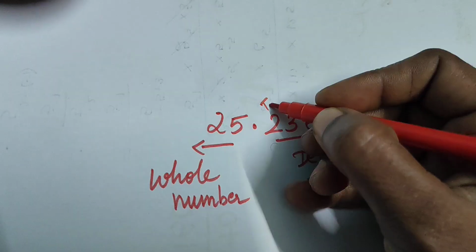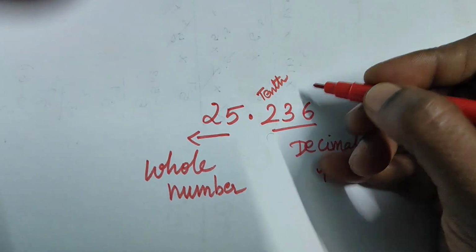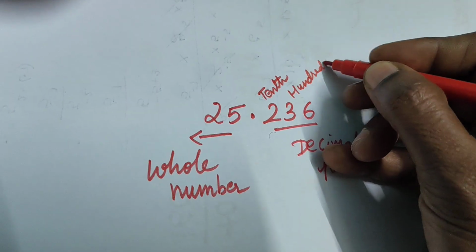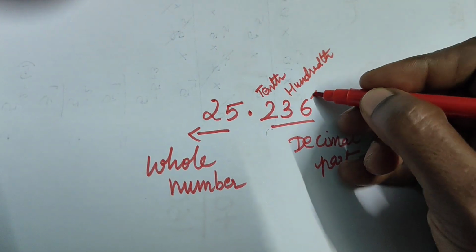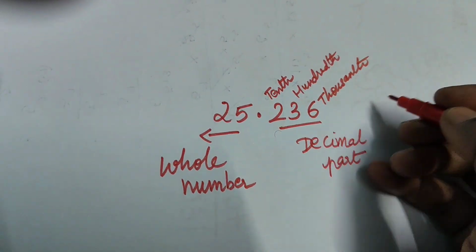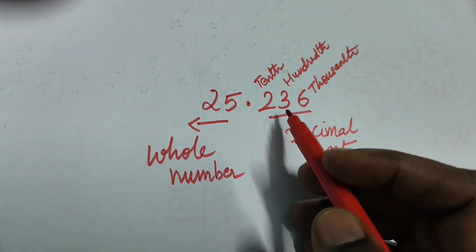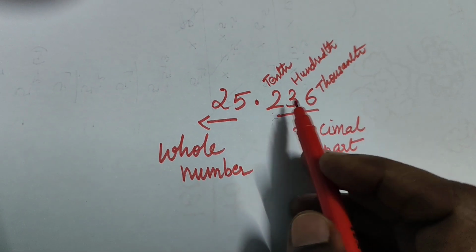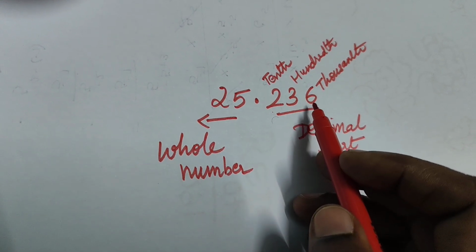So let me write it here. Tenth. This one hundredth. This one thousandth. And so on. So we have three decimal places here. First one tenth, hundredth, thousandth.